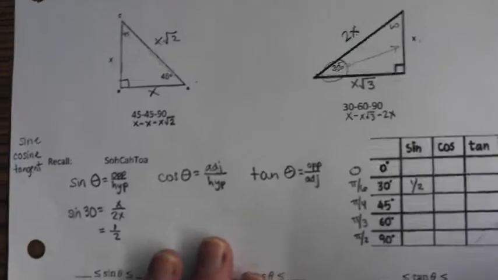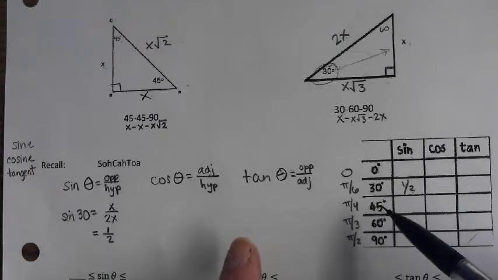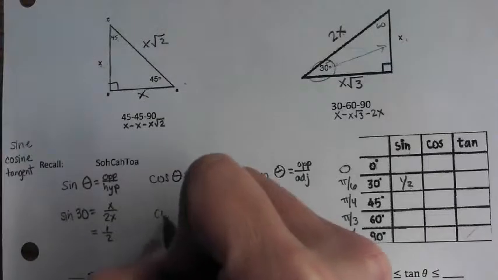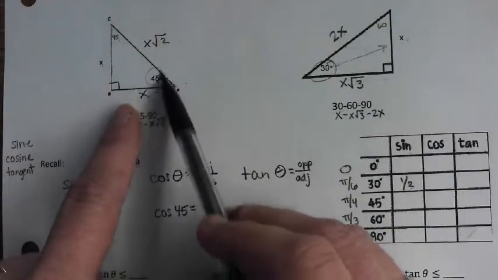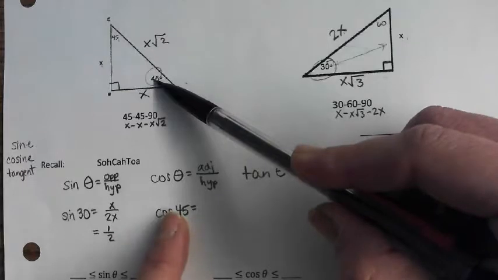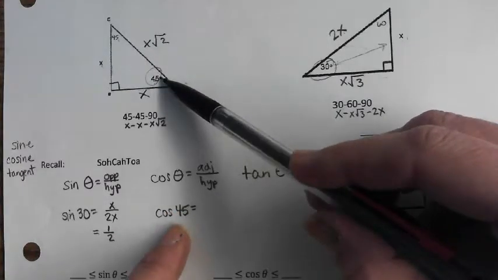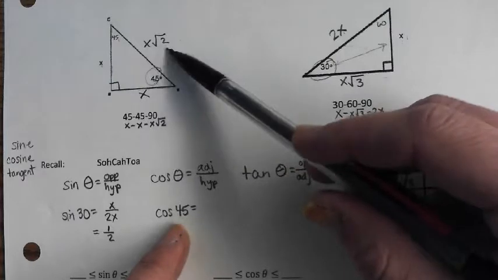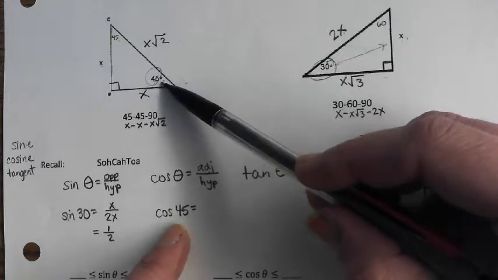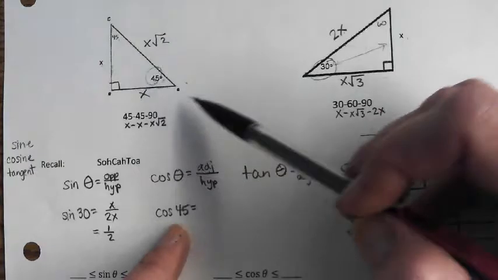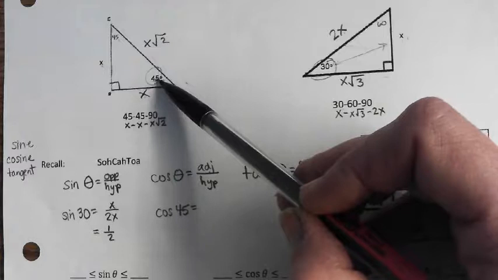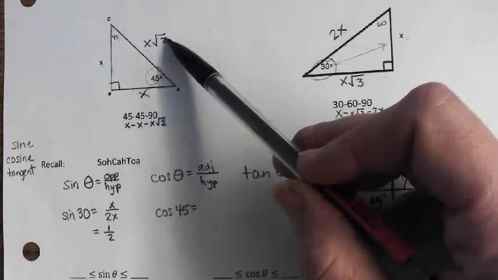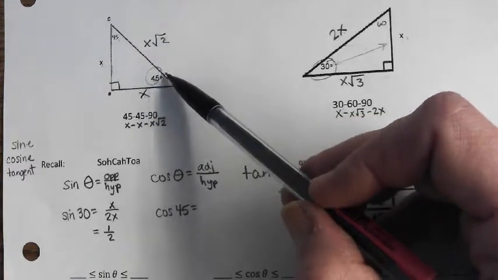Let's do the cosine of another random one. Let's do the cosine of 45. The 45 angles here. Cosine is adjacent. What's the adjacent side here? Andrew? Why not the x root 2? Right, because that's the hypotenuse, and the hypotenuse trumps everything. So any angle technically has two adjacent sides. Adjacent just means next to. It's got an adjacent side x and an adjacent side x root 2.